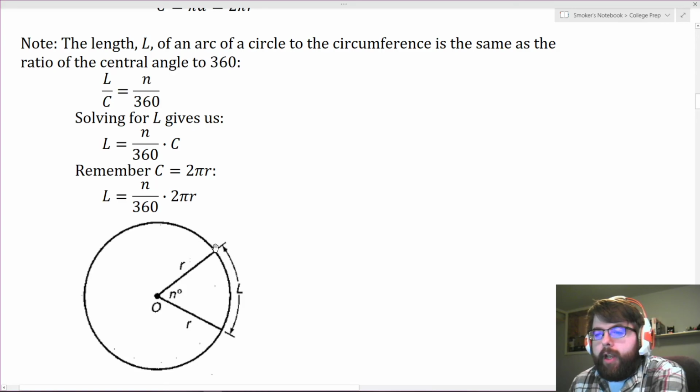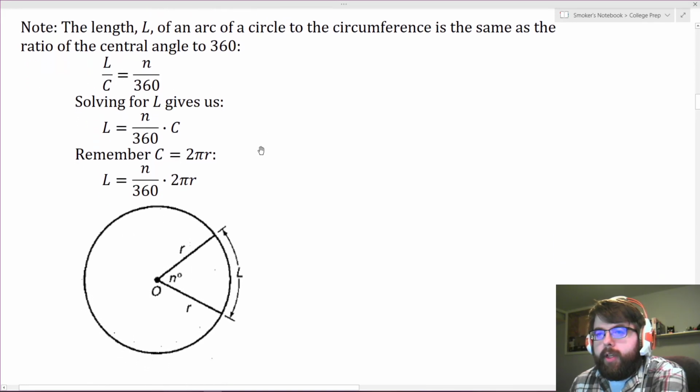Okay, so the length of this minor arc right here is going to be related to the entire circumference of the circle. This L is going to be some fraction of C, the entire circumference. Whatever proportion that fraction is will be the same as the proportion of the degrees in the measure of this central angle here to the entire circle, which is always 360. So L over C is going to be equal to the angle measure N over 360.